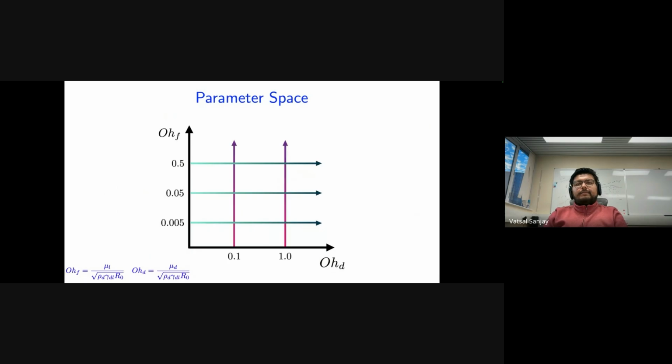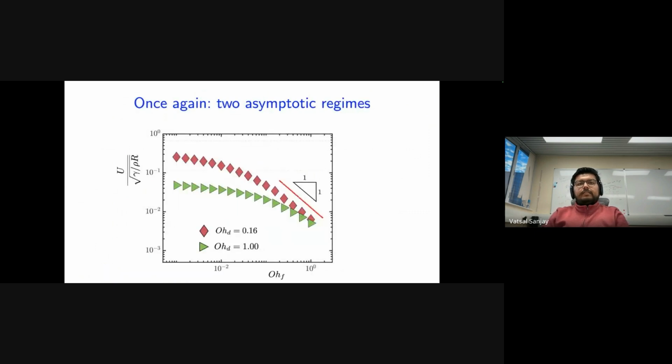Now we can play the same game, but instead of varying the Ohnesorge droplet systematically, we can vary the Ohnesorge number of the film systematically at two discrete values of Ohnesorge D. One is 0.1 and the other is 1. And once again, we get two distinct regimes. In the limit of Ohnesorge film going towards 0, we get a constant value, whereas when Ohnesorge film is larger, approaching 1, we get this 1 over Ohnesorge film dependence.